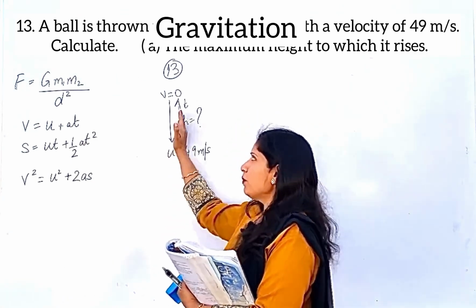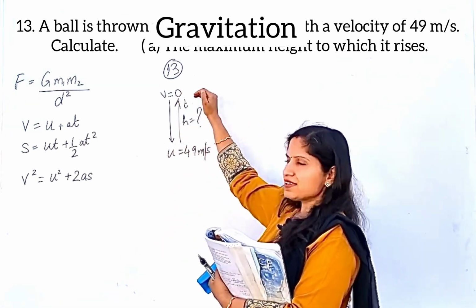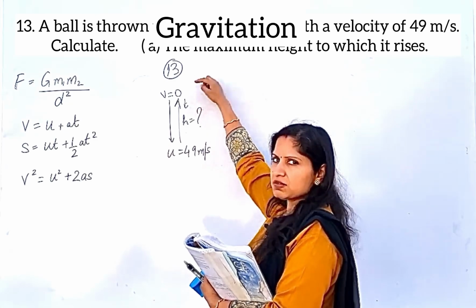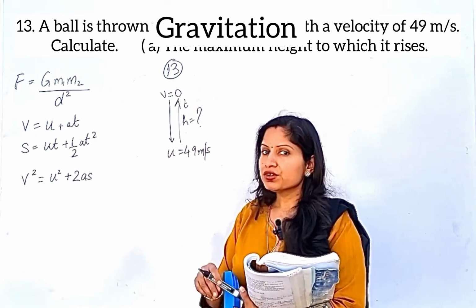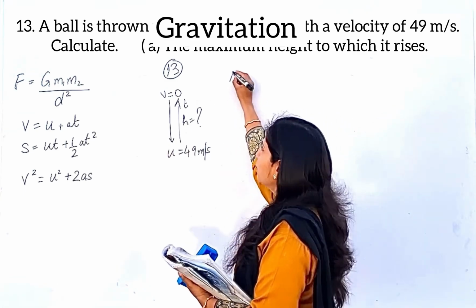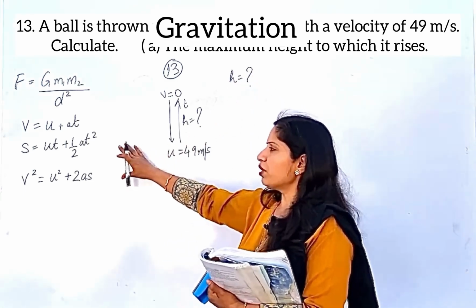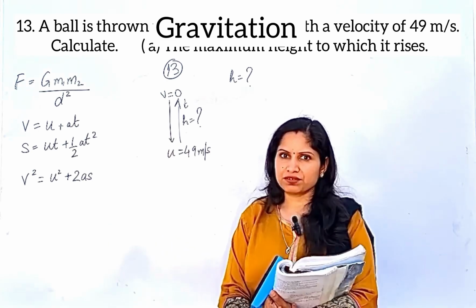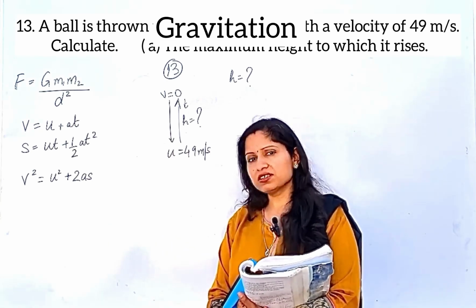So when an object is thrown upward, its velocity continuously decreases till the point it becomes 0. And once it becomes 0, it starts coming back to the ground. So here the final velocity will be taken as 0. Okay. Now you have to find out the height. Height could be found out by using the second or third equation. But how to find out which equation to use in this question?